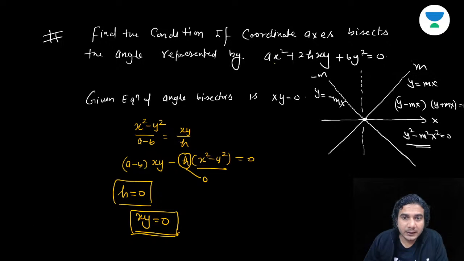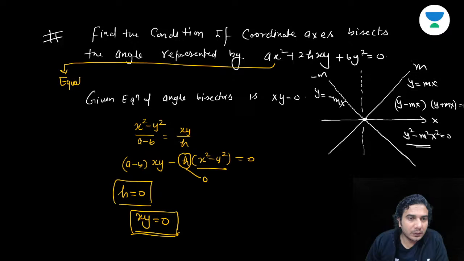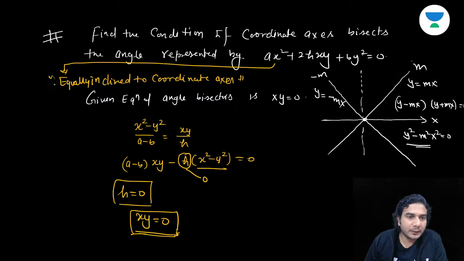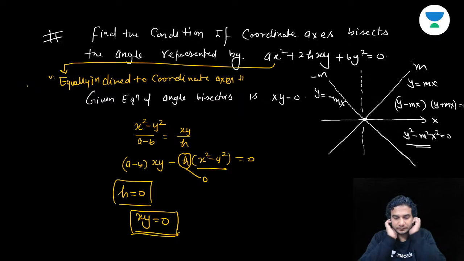In this case, these lines can also be called equally inclined to the coordinate axes. Is that okay? So these lines are equally inclined to the coordinate axes. This was the result.